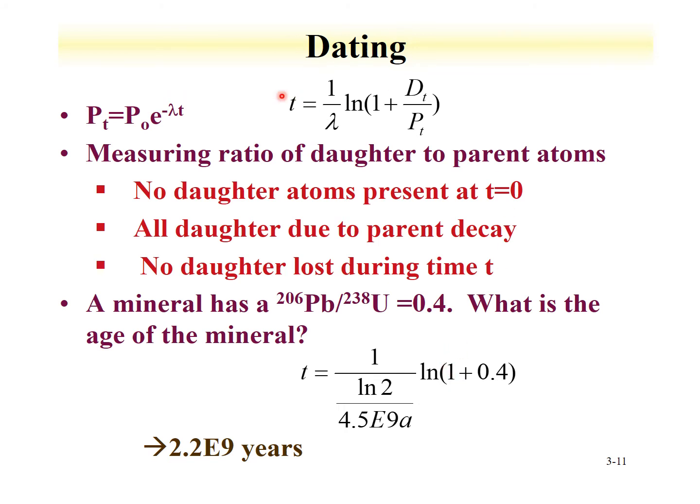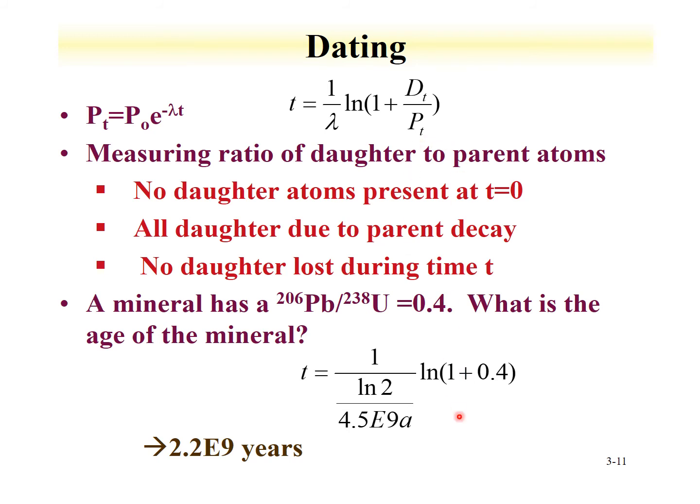Let's substitute our terms into this equation. So it's the decay constant, log 2 divided by 4.5 billion years, times the log of 1 plus the daughter over the parent. And I said that the fraction is shown here, the ratio.